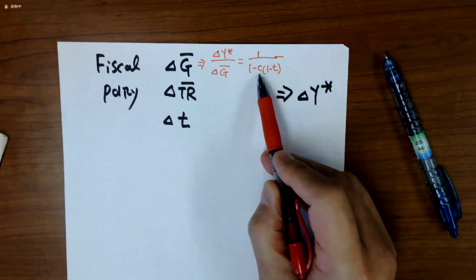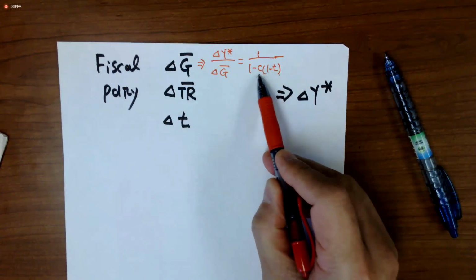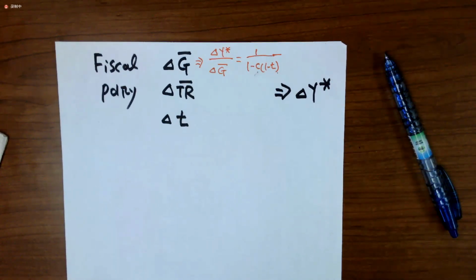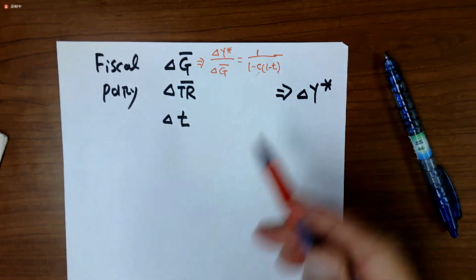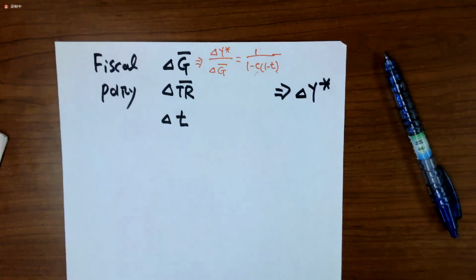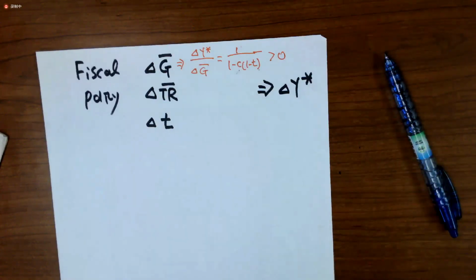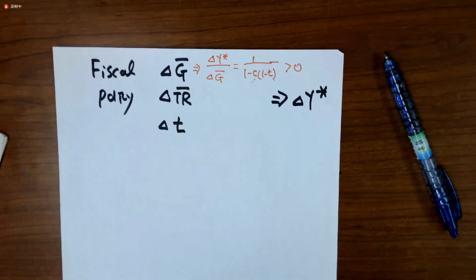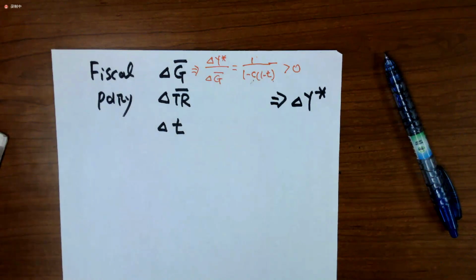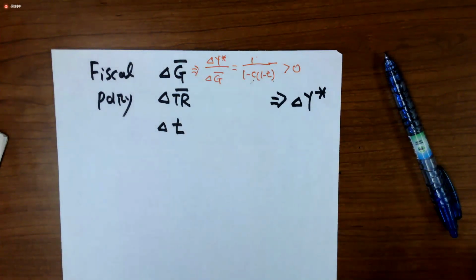C is between 0 and 1. T is between 0 and 1. So the MPC out of total income is always between 0 and 1. Therefore, the denominator is always positive. So you have 1 divided by a positive number, which gives us a positive number. The government spending multiplier is a positive number. What does that mean? It means government spending and the equilibrium output are moving in the same direction.